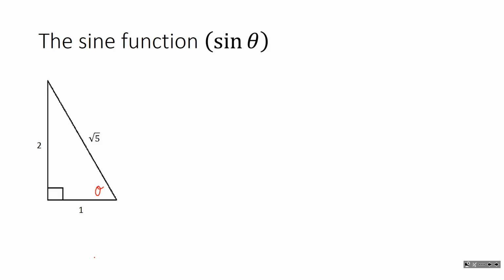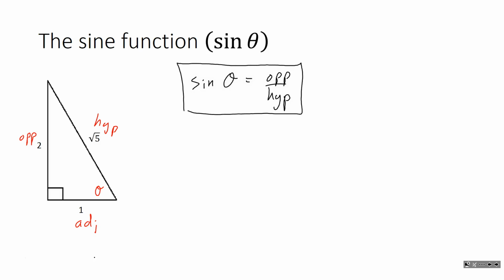Once I have chosen that as my angle of interest, the side across from it is the opposite. It's the side opposite that theta. Notice the hypotenuse always is the side across from the right angle, and therefore we're left with the side adjacent to our angle. Now here is a definition for the sine of theta. The sine of theta equals the opposite over the hypotenuse. This is something that you'll definitely want to remember.